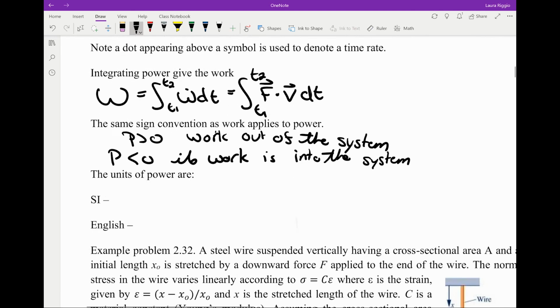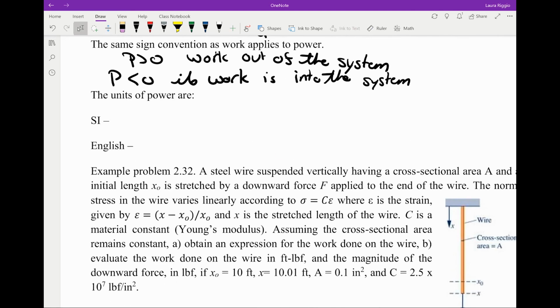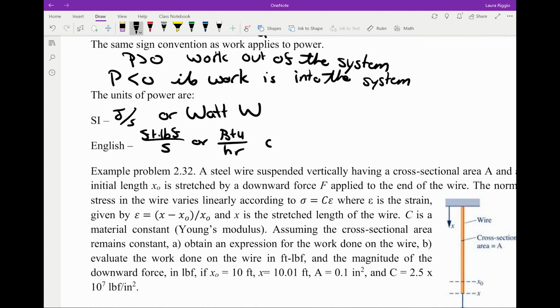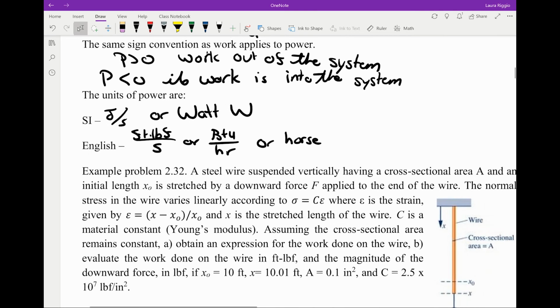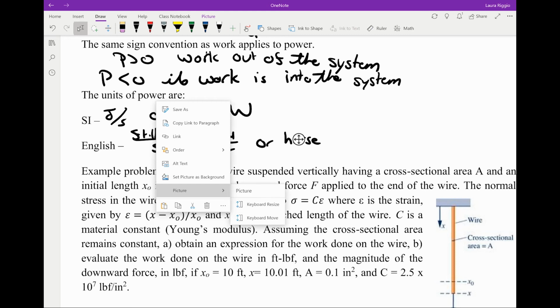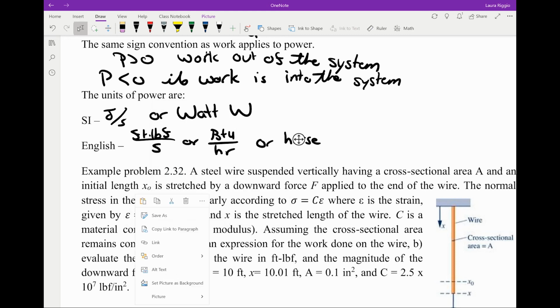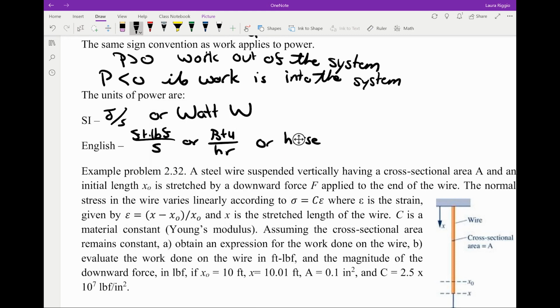So the units of power are the joule per second, which is a watt, which has the symbol W. It is the foot-pound per second, or BTU per hour, or another unit that we use is the horsepower, which is HP.